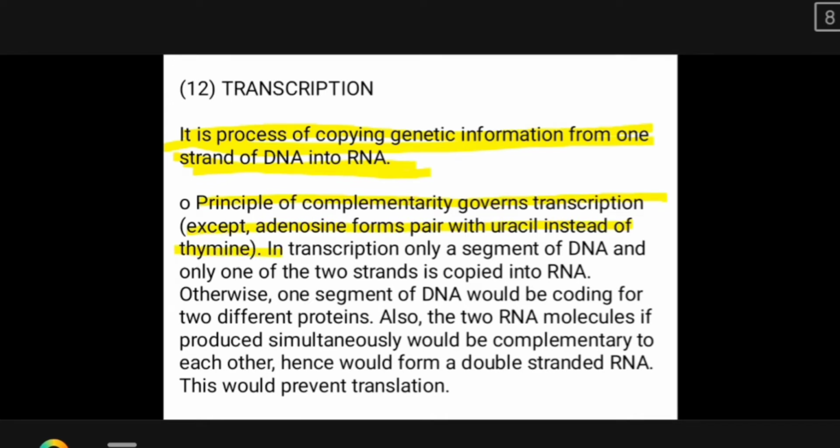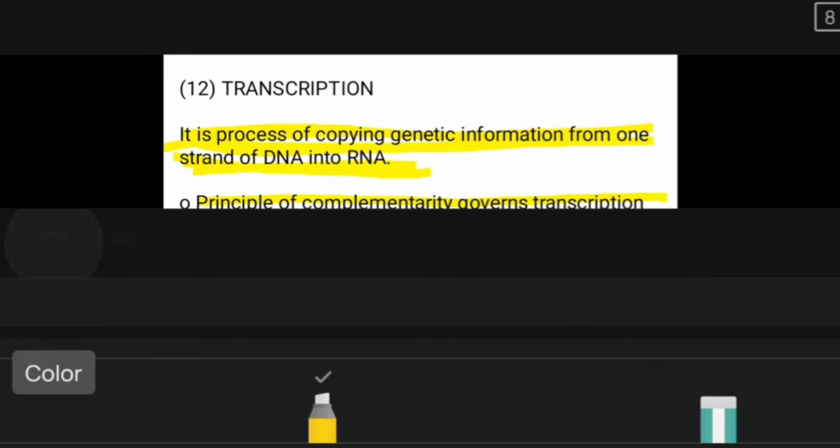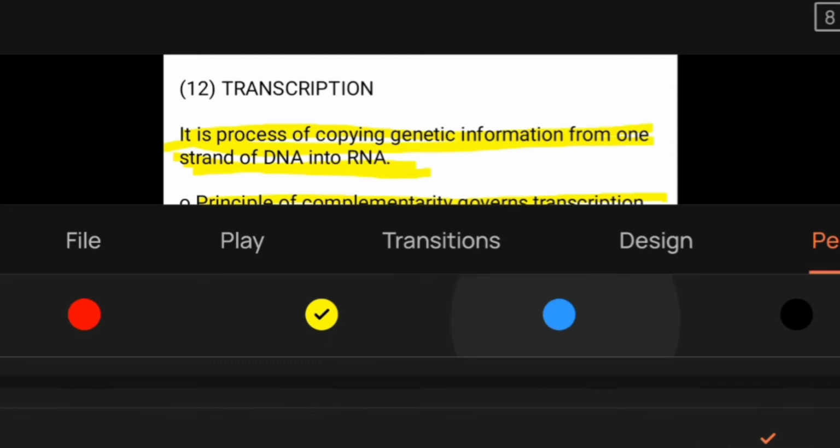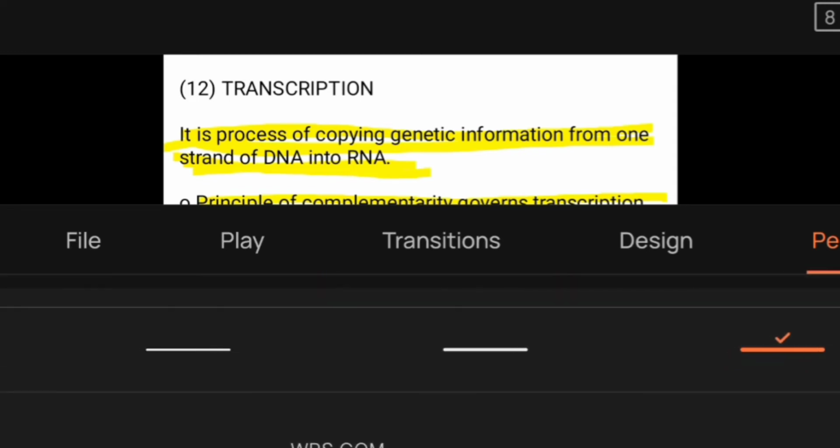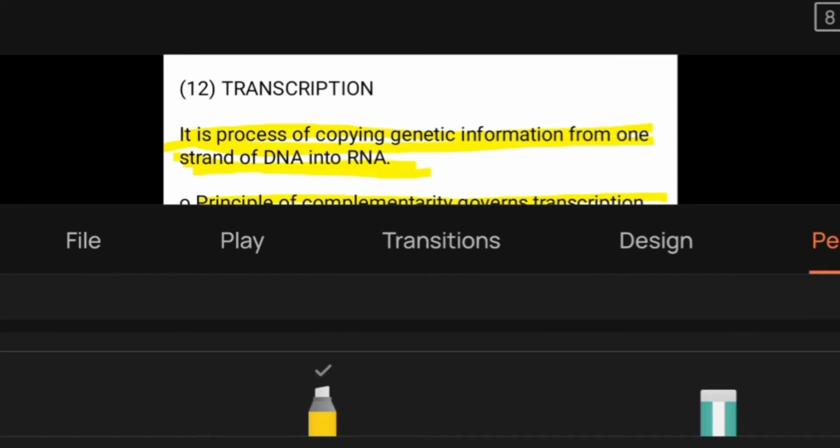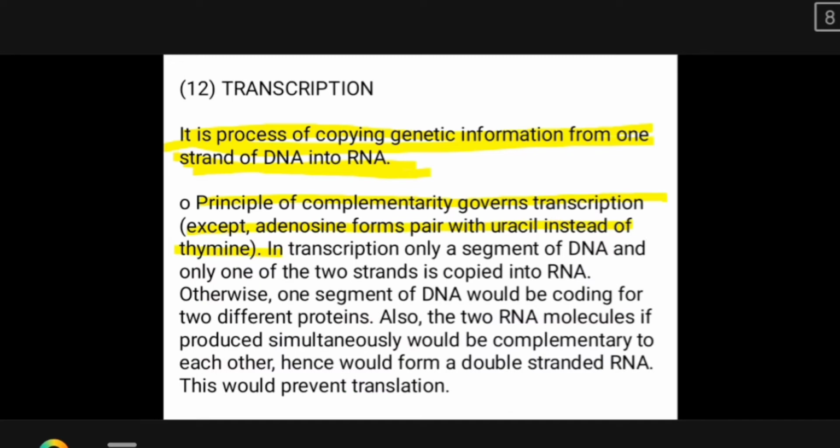In transcription, only a segment of DNA and only one of the two strands is copied into RNA. That's what I told you earlier, that it will not use both the strands, but only one of the two strands will be used. In a segment of DNA, only one of the two strands is copied into RNA.